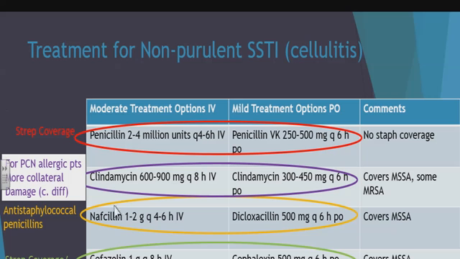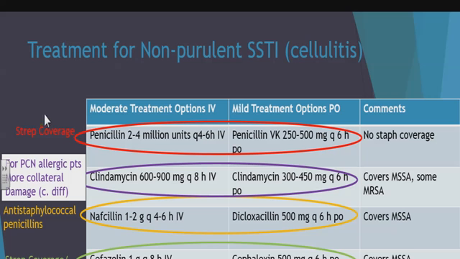Anti-staphylococcal penicillin, like dicloxacillin or nafcillin, or oxacillin as well, if we're looking at a different IV. They have good staph coverage as well as good strep coverage, so that's something that we would be thinking about as far as the coverage there. But the same goes with our anti-staphylococcal cephalosporins, like cefazolin and cephalexin. They do cover MSSA as well as strep fairly well.